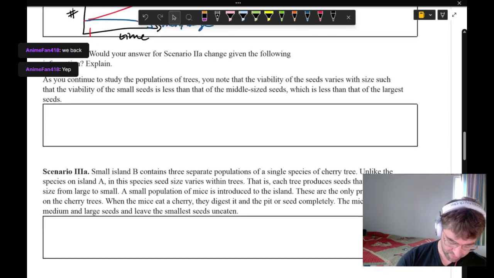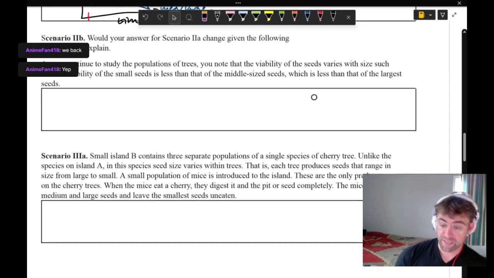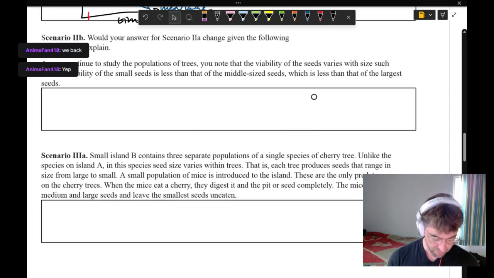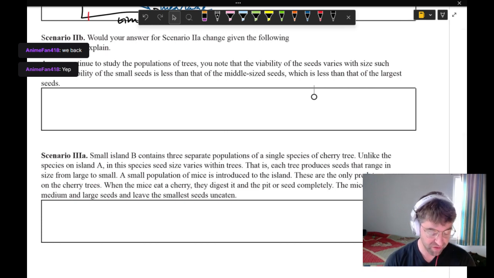All right. Next scenario. Would your answer for the previous scenario change given the following information and explain? As you continue to study the populations of trees, you note that the viability of the seeds varies with size, such that the viability of the small seeds is less than that of the middle-sized seeds, which is less than that of the largest seeds.